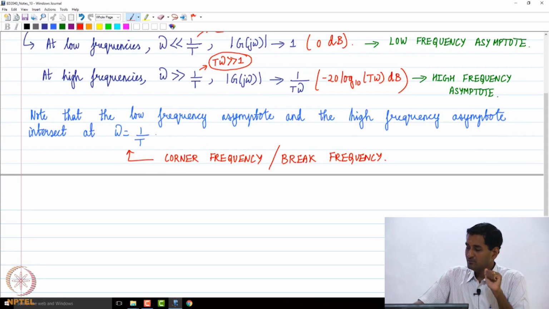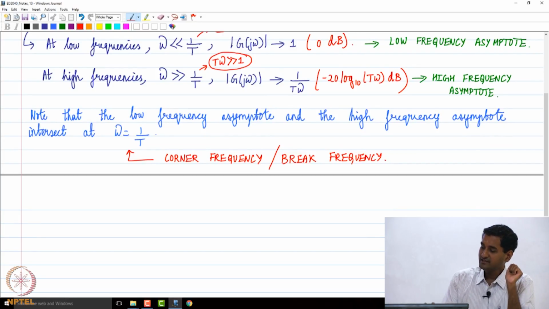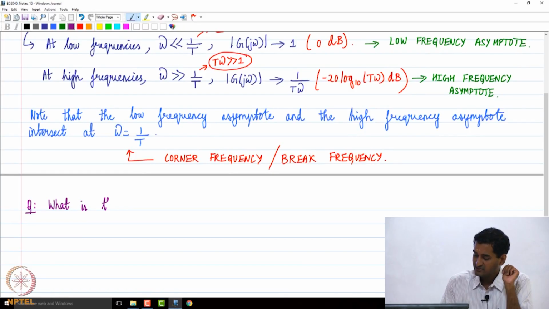Okay. Now, let's plot them, right. But before we plot, let's ask ourselves a question: what is the slope of the high frequency asymptote, okay?